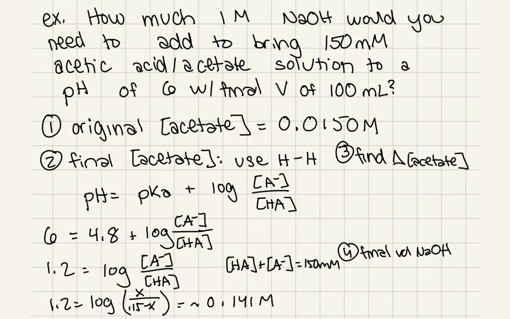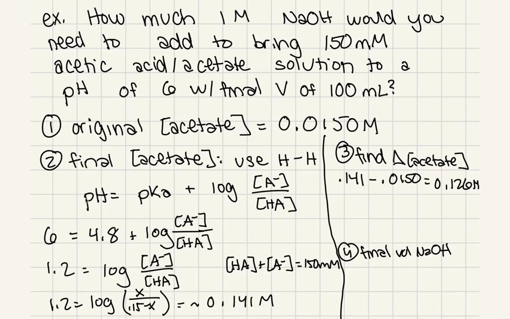So now we want to find the change in acetate. Now we're on number 3. Let's clean this up a little. We want to find the change, so we take the final, which we just calculated, 0.141, minus the initial 0.0150, which is going to equal a change in concentration of 0.126 molar. So that's our change in molarity.